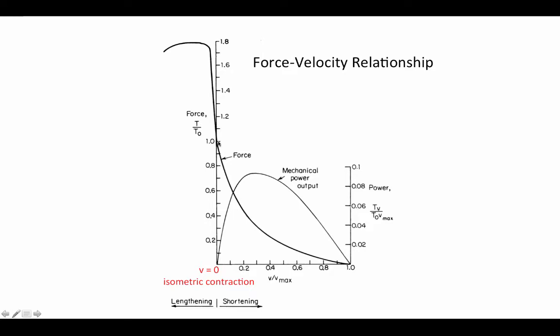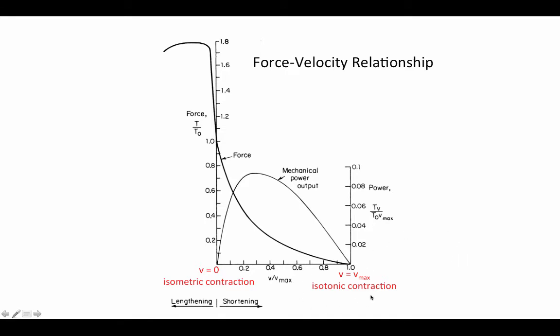As we allow the muscle to move faster and faster, less force is going to be generated until we get all the way down to this other end of the curve with the maximum shortening velocity, which is when the muscle is not loaded at all. It's free to just shorten completely unresisted, and we call this an isotonic contraction. So that's when it's at its maximum velocity.